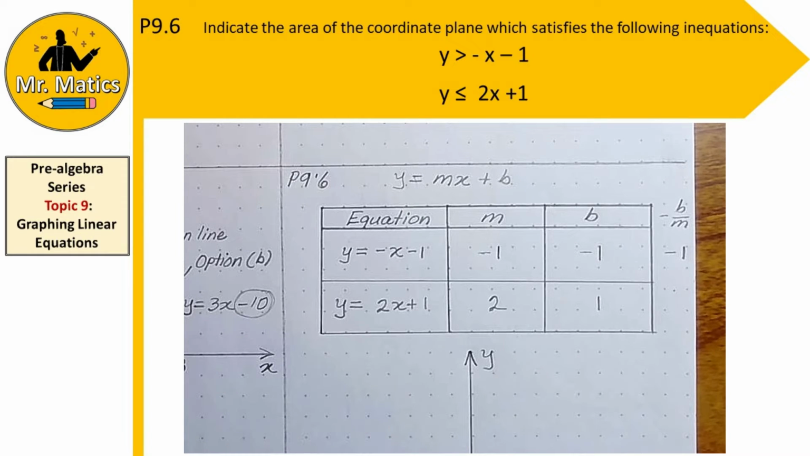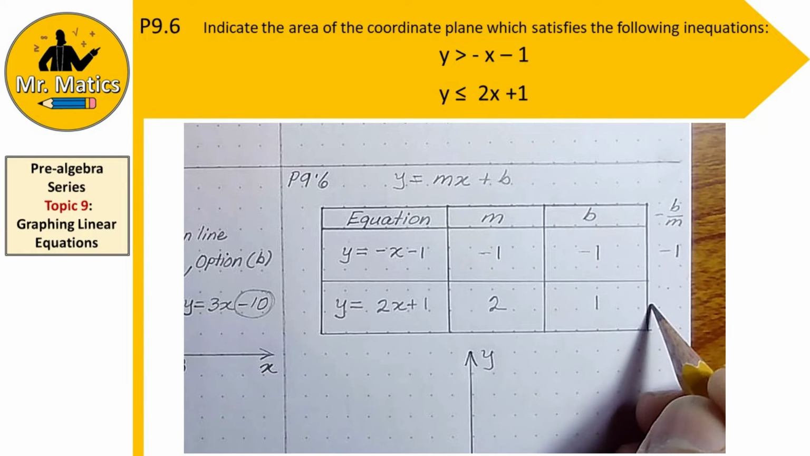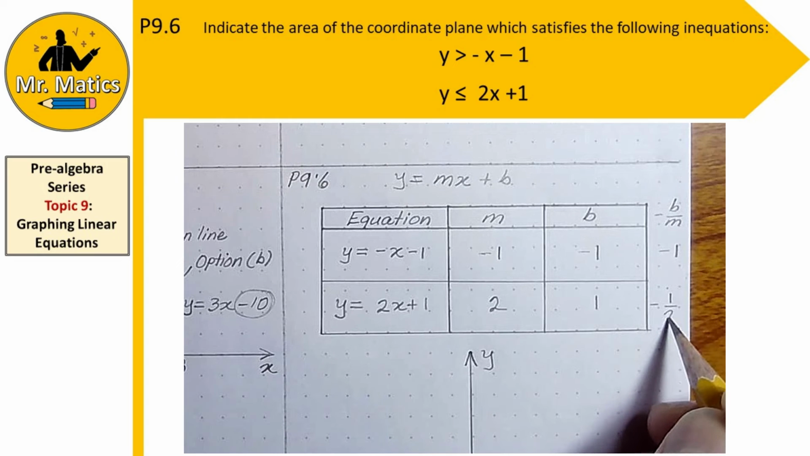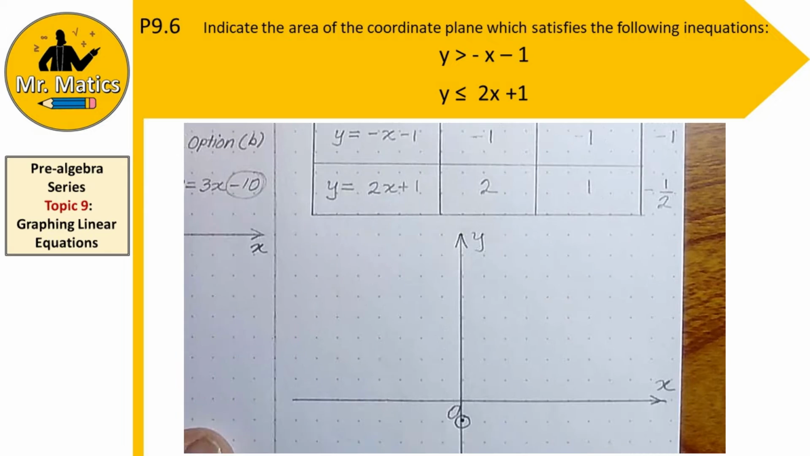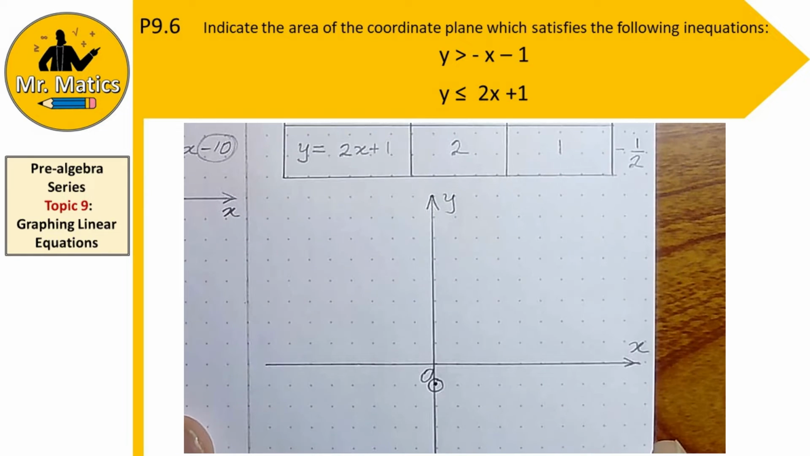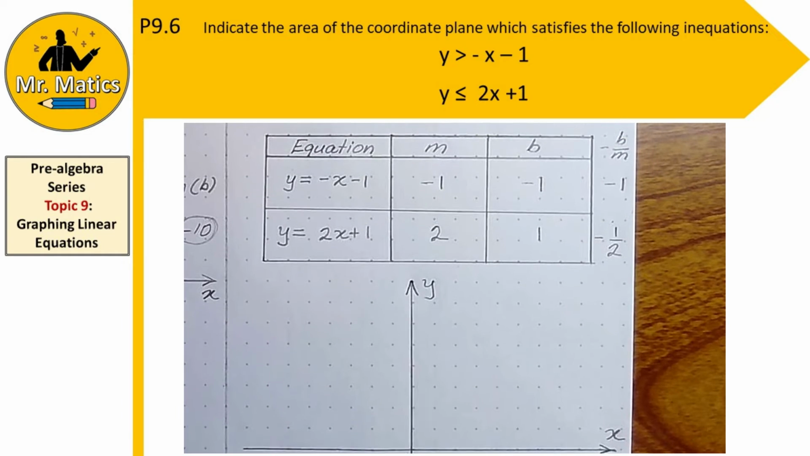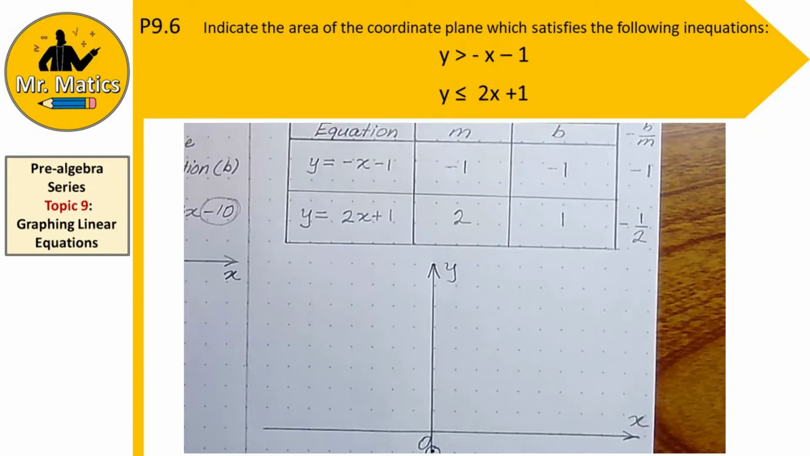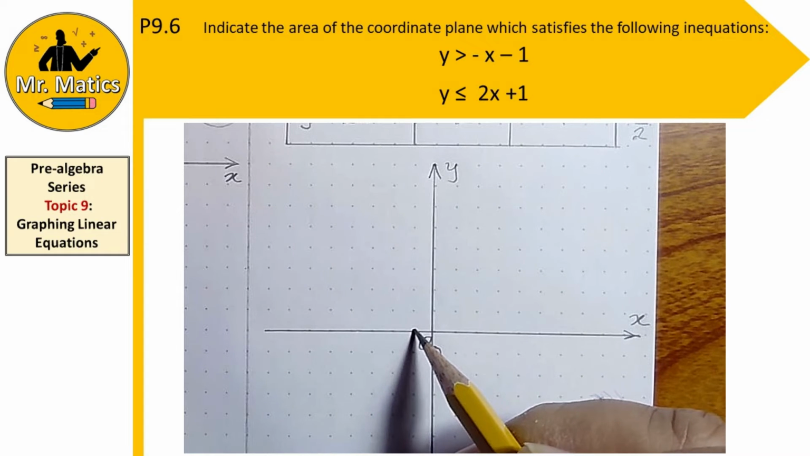And for the second one, let's calculate it right away. Minus b over m will be minus 1/2. Okay, so let's proceed. So this is minus b, and the x-intercept is minus 1. So let's see where the x-intercept is. It will be this one.